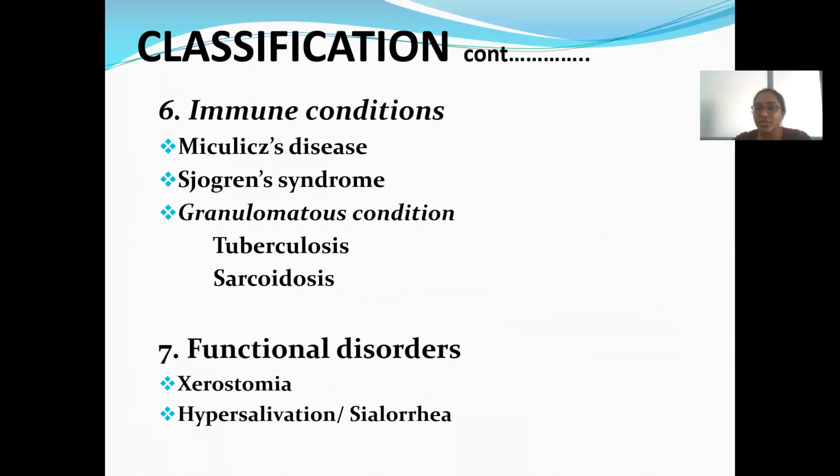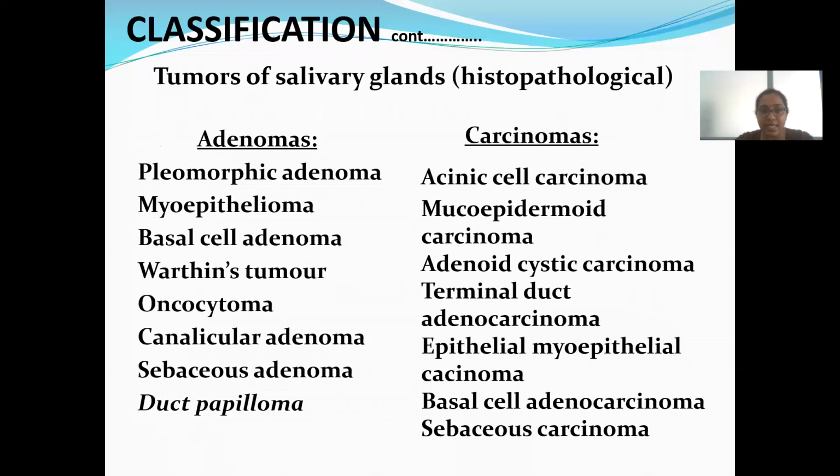What do you mean by a functional disorder? We all very well know that the function of the salivary gland is the production of saliva. So under this category, functional disorders, we have either an increase or a decrease in the production of saliva. Xerostomia is reduction in the production of saliva, whereas hypersalivation and sialorrhea is increase in the production of saliva.